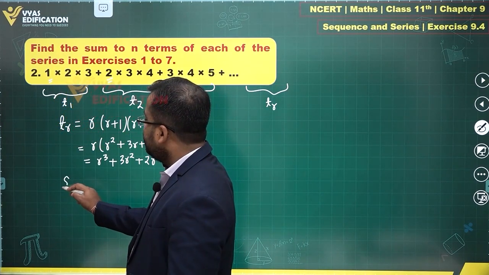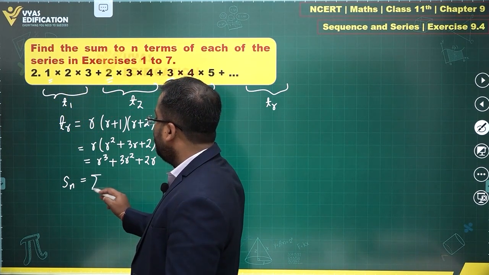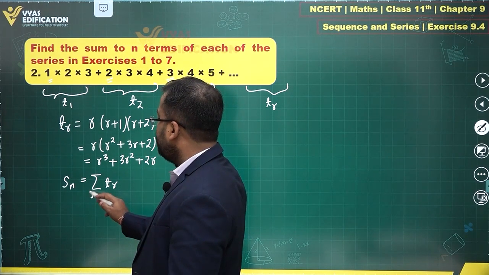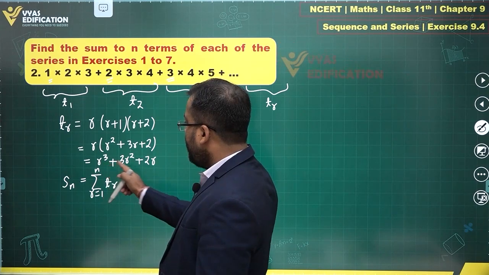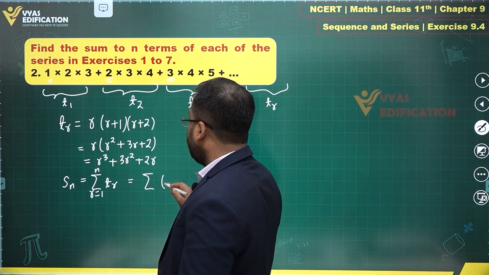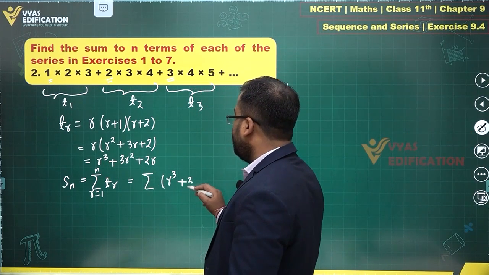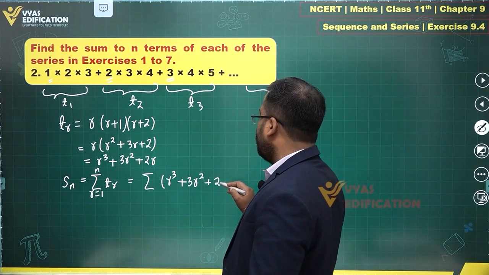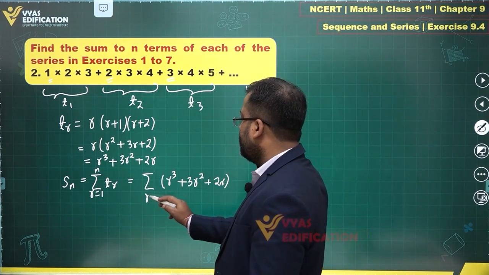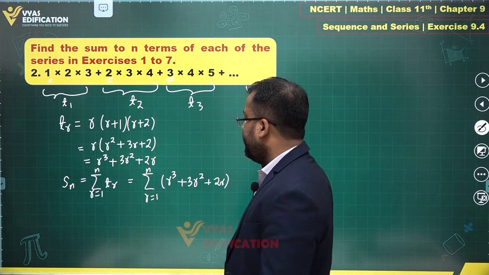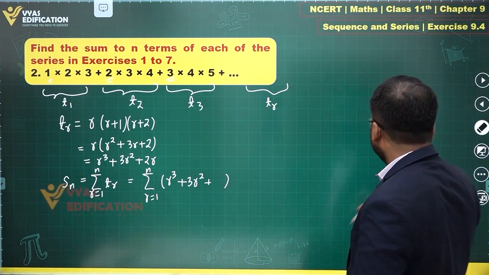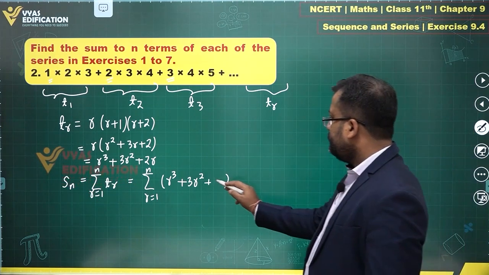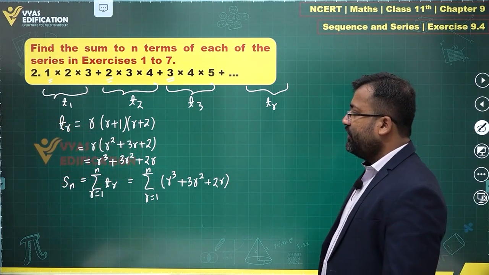Sn will be sigma TR from R is equal to 1 to N. What is that? Sigma of R cube plus 3R square plus 2R, R is equal to 1 to N is what we are interested in, right? This is what you have.